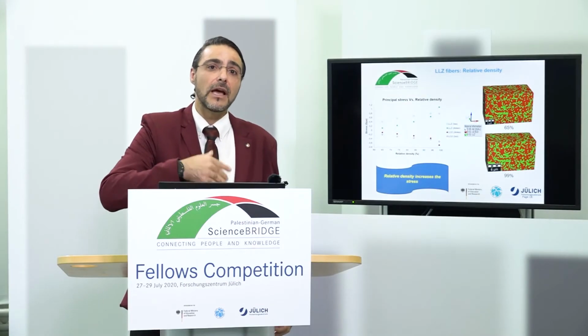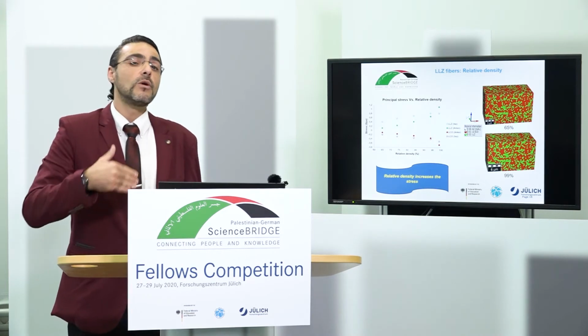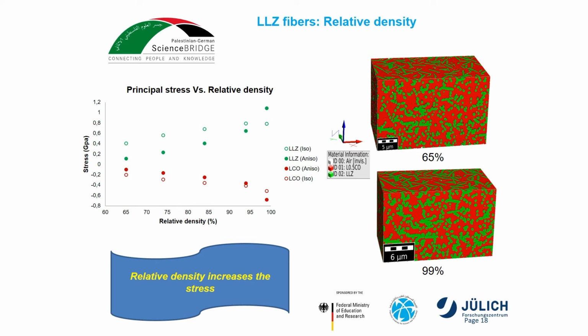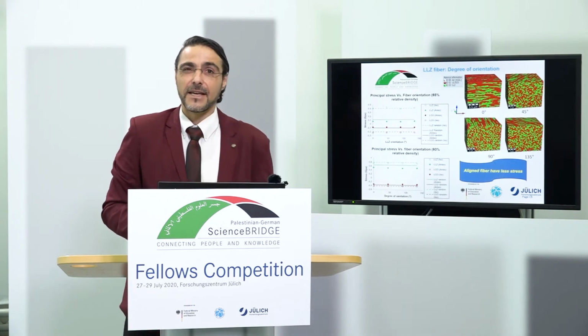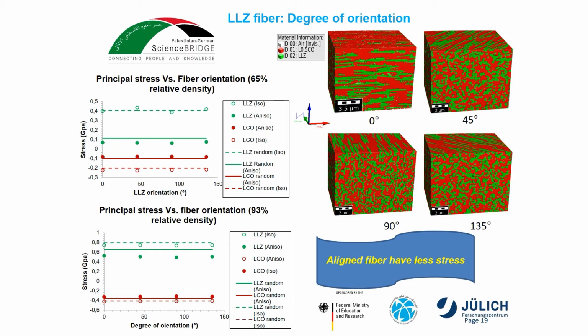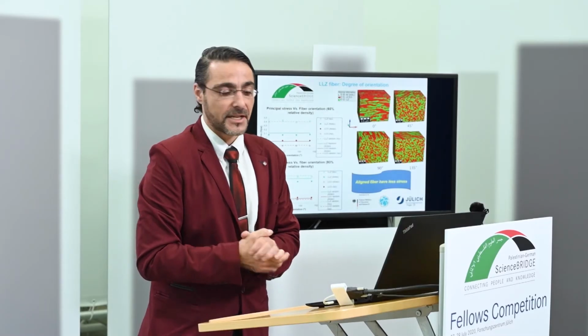While for the fiber LLZ, when we investigated the relative density, we saw that the stress increases as we increase the relative density. Finally, regarding the LLZ fiber, we are concerned about the orientation. So we created four microstructures with different orientations: 0 degrees, 45 degrees, 90 degrees, and 135 degrees. We saw that when we have an aligned microstructure, we have less stress than with randomly oriented LLZ fibers.